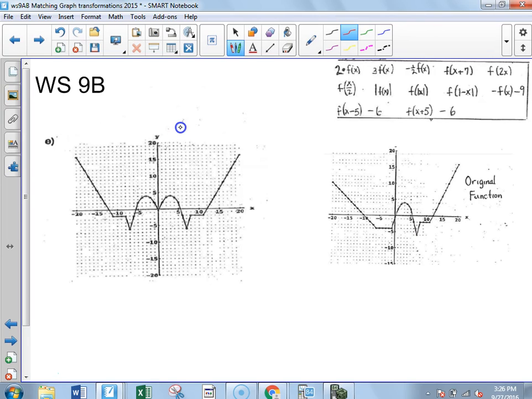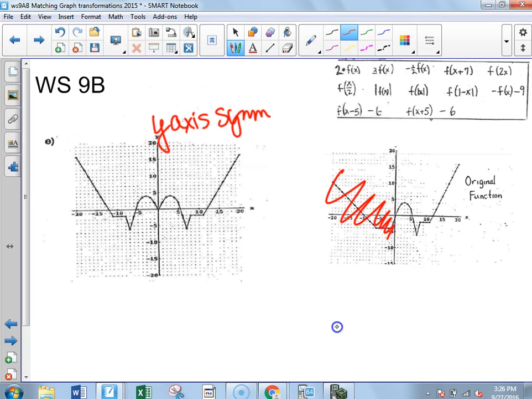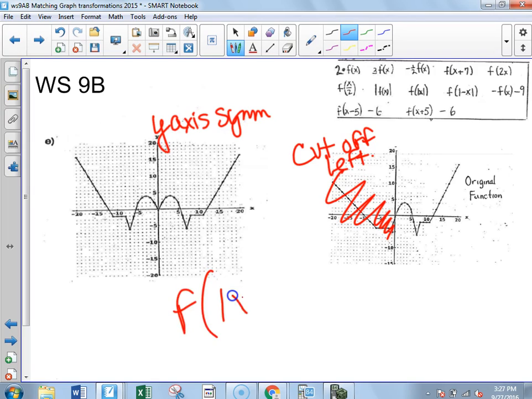Woo! What happened here? It has y-axis symmetry, I noticed right away. Did they cut this left side off? Yep, and then they made it y-axis symmetry. So they cut off the left and made it have y-axis symmetry, which is? Yeah, the absolute value is inside. You got to know the difference between those two.